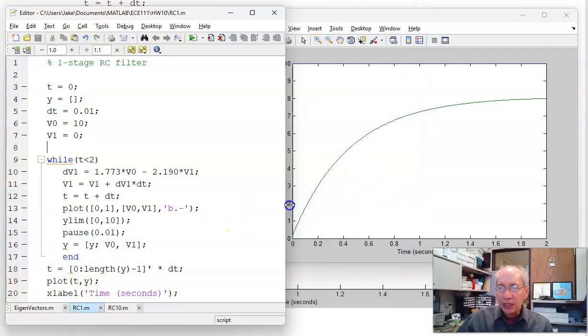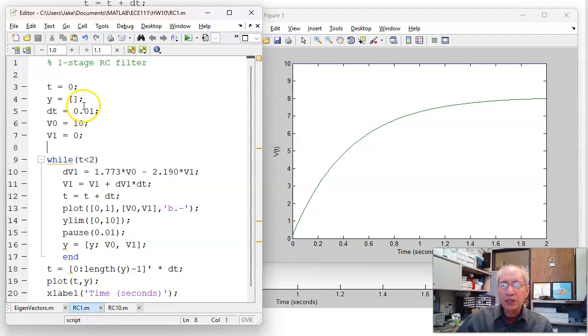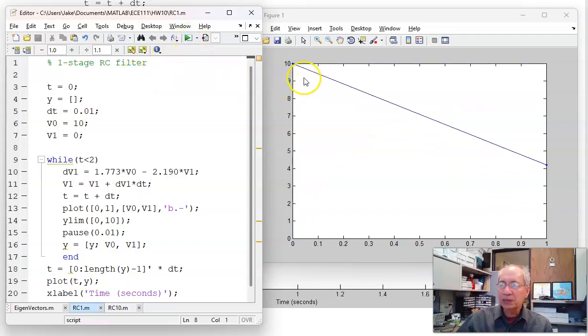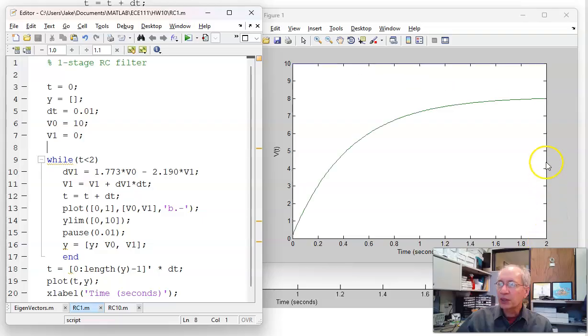Here's my code. I'm going to start out at 0 volts. My initial voltage, or input voltage, is 10. I'm going to step forward in time by 10 milliseconds, my step size. Keep going for 2 seconds. As I run it, here's V0, there's V1. V1 started out at 0, and then it charges up. After 2 seconds, that's the voltage versus time. Now you can get an equation for that. Stay tuned until you take Circuits 1, Circuits 2. In Matlab, whatever that equation is, that's what it looks like.